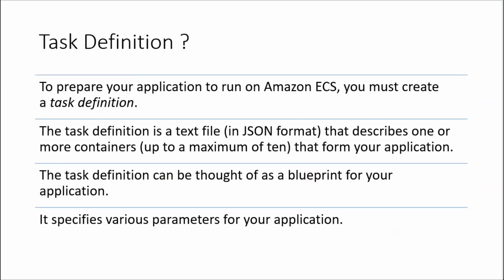Basically task definition: to prepare our application to run on our Elastic Container Service, we need to create a task definition. Task definition is a set of parameters we pass in JSON format in a text file. That file I have shown you, under the templates image folder, image.json. The task definition is a blueprint of our actual application, and we can define how many containers we need to maintain for our application. It specifies the various parameters of the application in the JSON configuration. That is what a task definition is.